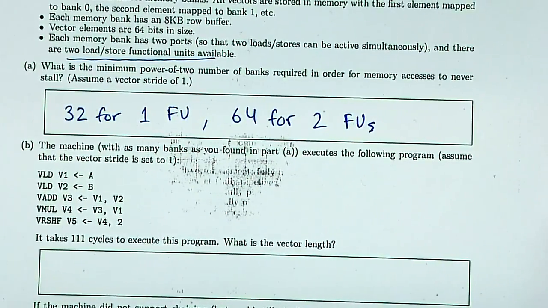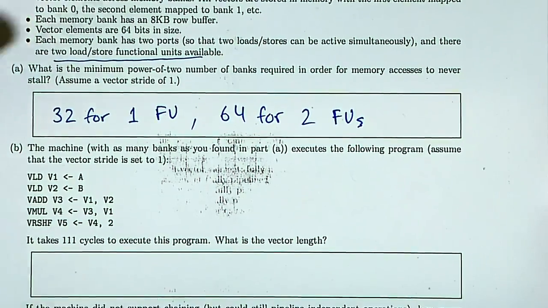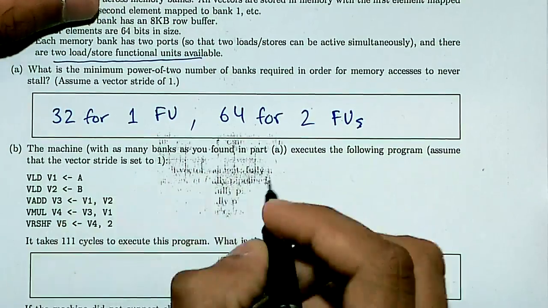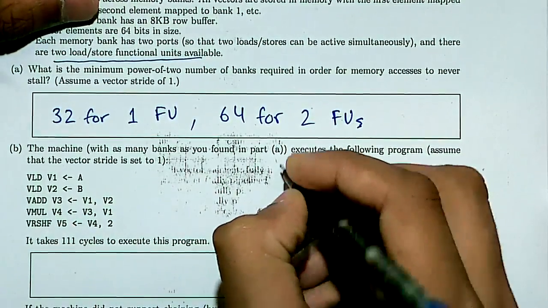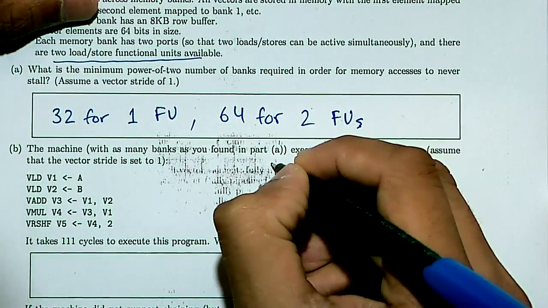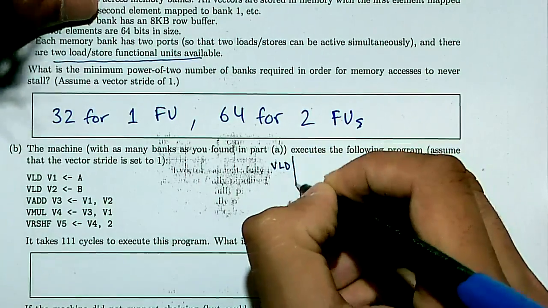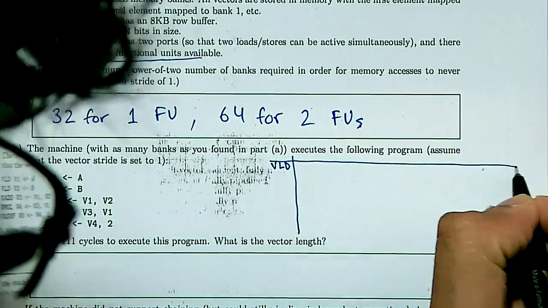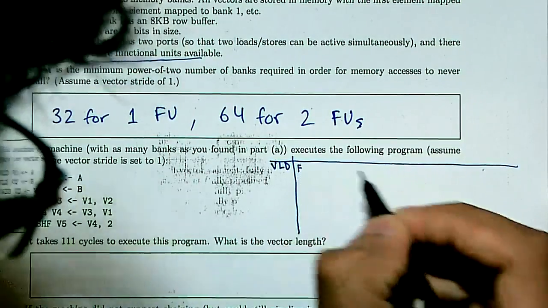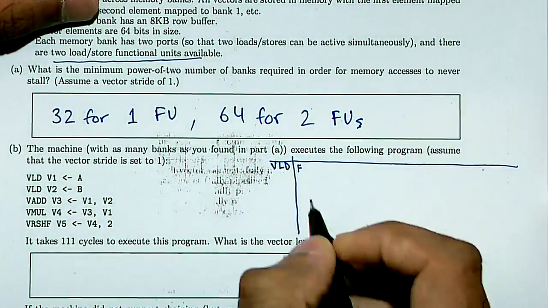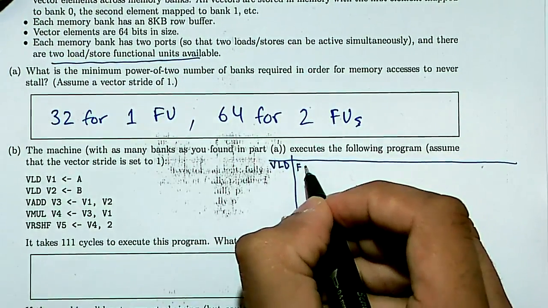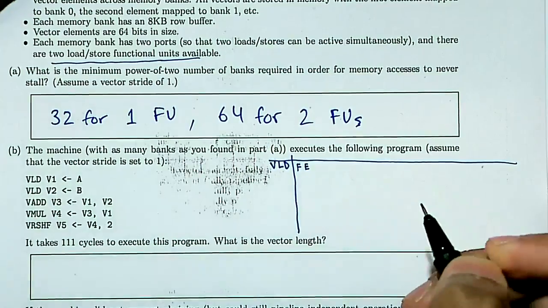I wish this was bigger, like there's more room. So let's see. We have first the vector load into V1, right? First we're going to fetch the vector load instruction. That's going to take a cycle. Then we begin executing the vector load, so we have a cycle for execute.